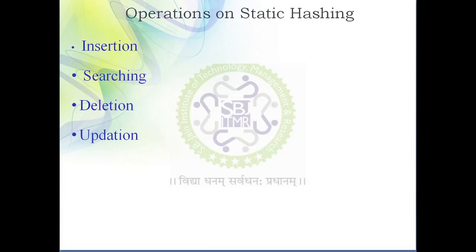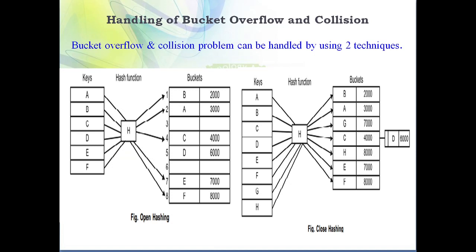Now next we discuss the operations on static hashing. You can perform the insertion operation, the search operation, the delete operation, as well as the update operation on static hashing. So static hashing involves these four operations. Now next we discuss the problems faced in static hashing.